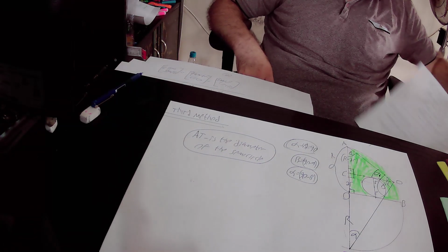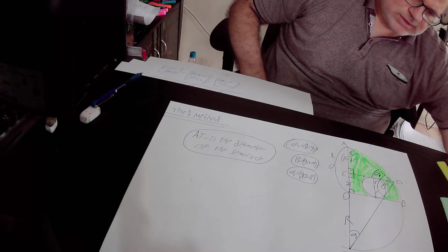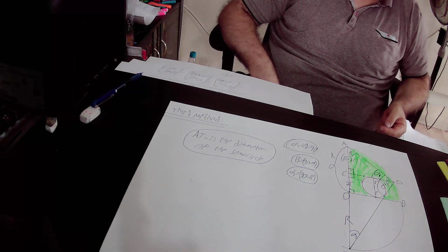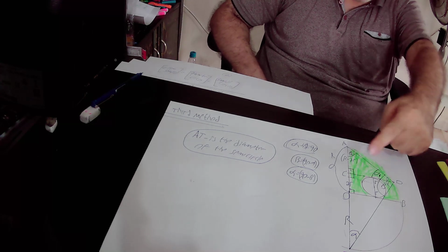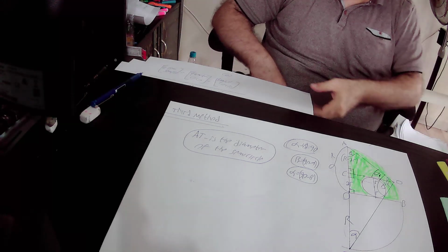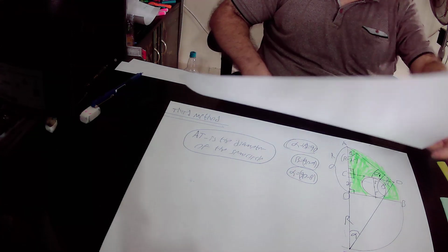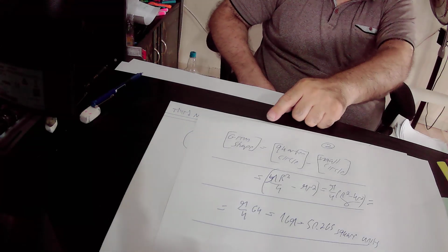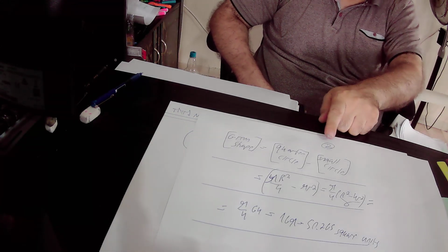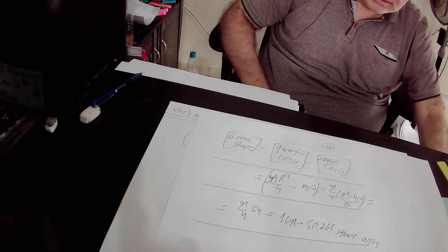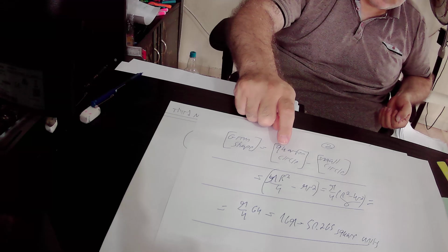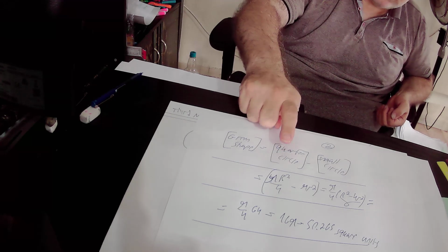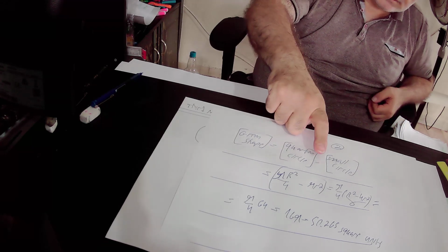But what is the value of the green shape? The value of the green shape equals the area of the quarter circle minus the area of the small circle. We have already found out that the area of the quarter circle equals pi times capital R squared over 4. The area of the small circle equals pi r squared.